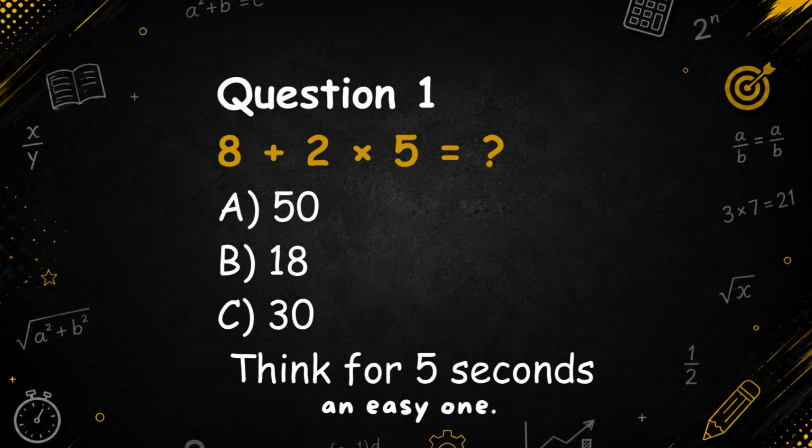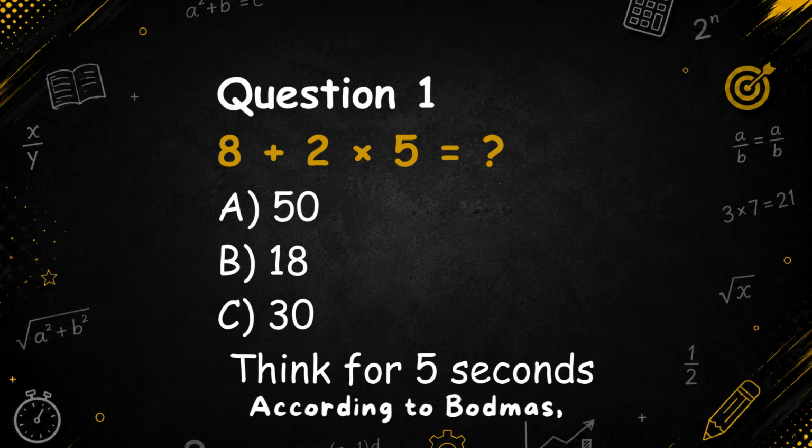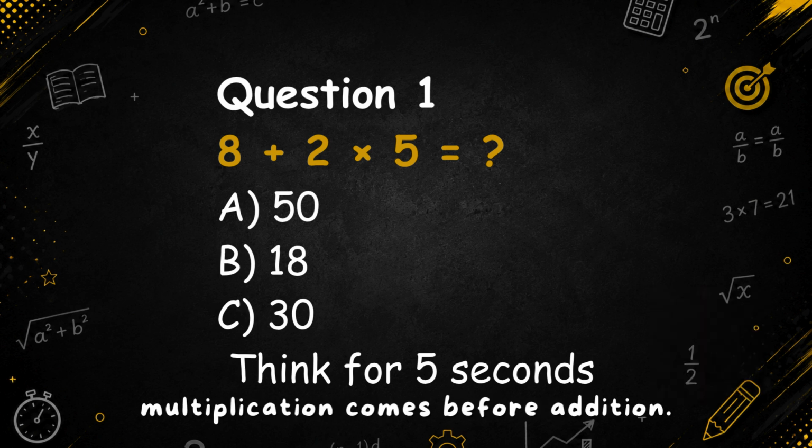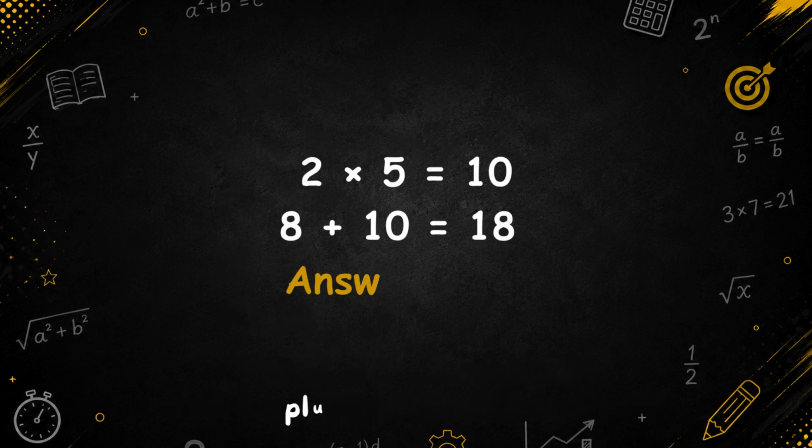Let's start with an easy one. 8 plus 2 multiplied by 5. Pause the video and try to solve it. According to BODMAS, multiplication comes before addition. 2 multiplied by 5 equals 10. 8 plus 10 equals 18. The correct answer is B, 18.